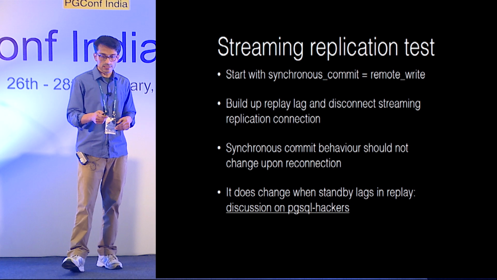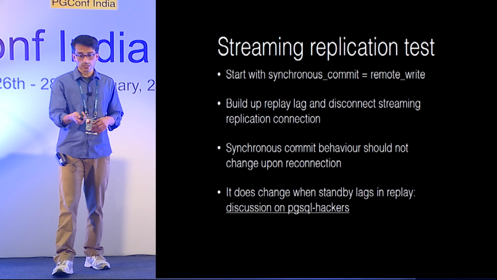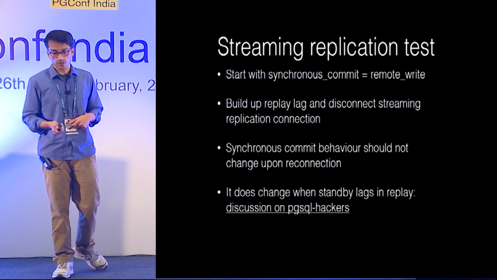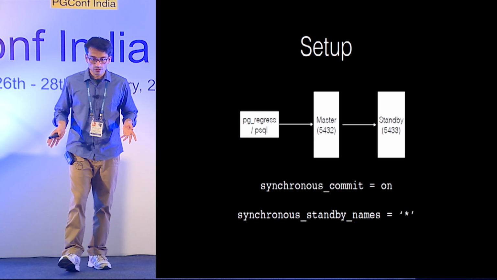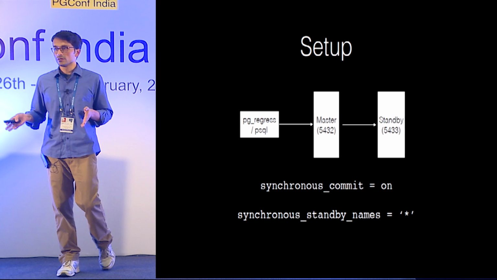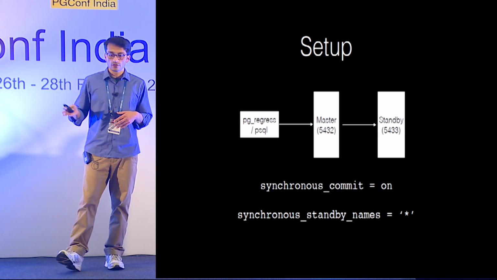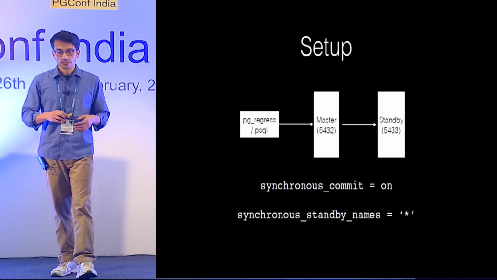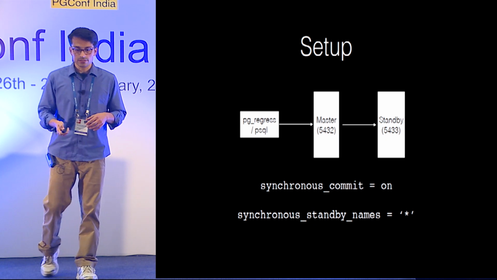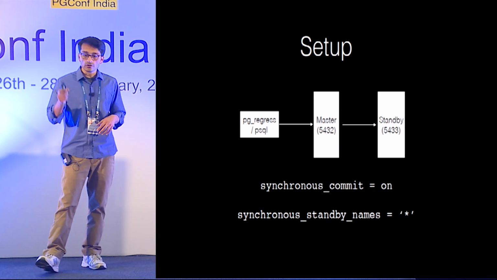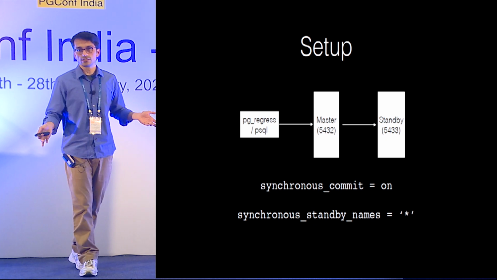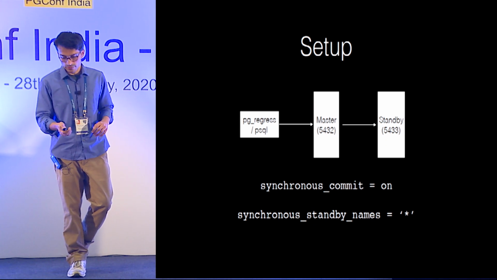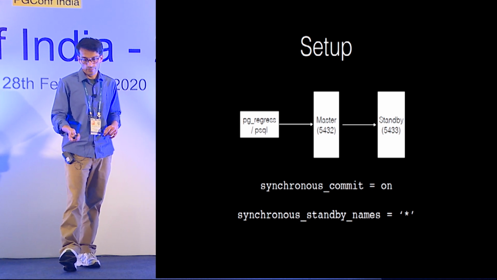So let's write a test case for this. There is a discussion already on this problem on the hackers mailing list. So here is the setup. We have a master running on 5432, the default port. We have a standby running on 5433, and synchronous replication is set up between master and standby. And we are going to write a regress test for this, PG regress, the simple SQL based test, no isolation, no interleaving of concurrent transactions.